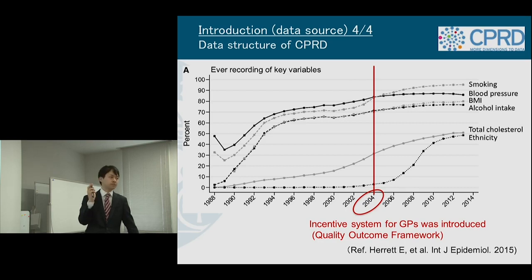And in terms of diagnosis recording, in 2004, there was a kind of incentive system for GPs to record more accurate diagnosis. The Quality and Outcomes Framework was introduced in 2004, so that diagnosis recording of such as diabetes and heart failure improved very much. So most researchers these days tend to use data after 2004, as I did for my PhD. So I used data from 2004 to 2014.